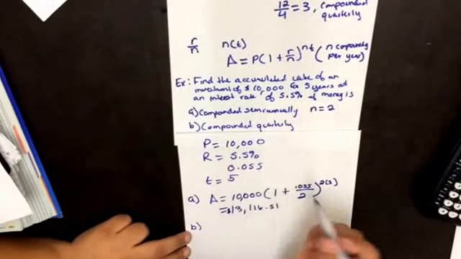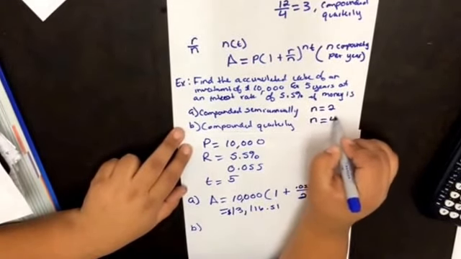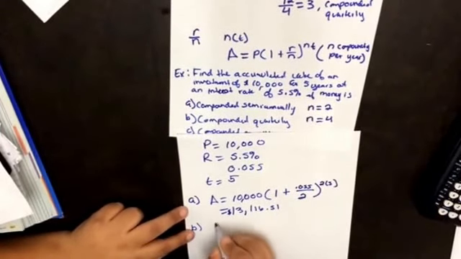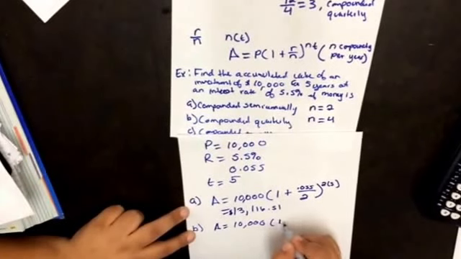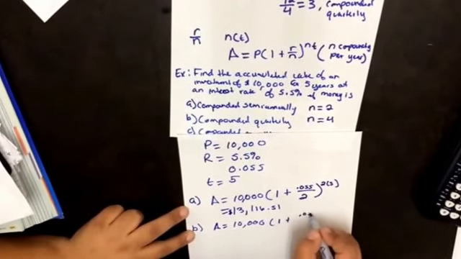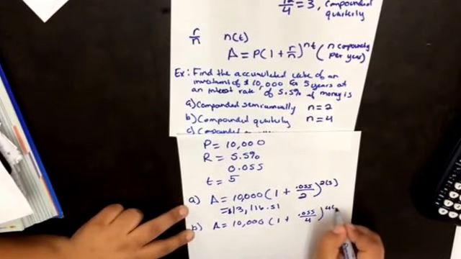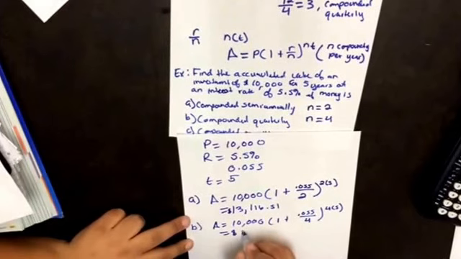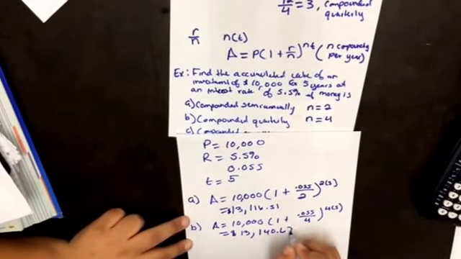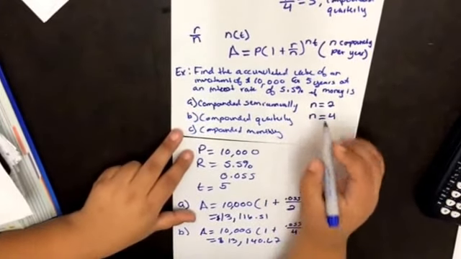For letter B, we're talking about compounded quarterly. So then our n is going to equal 4. So A equals 10,000 times 1 plus 0.055 divided by 4, to the 4 times 5. When you plug it into your calculator, you should get $13,140.67.